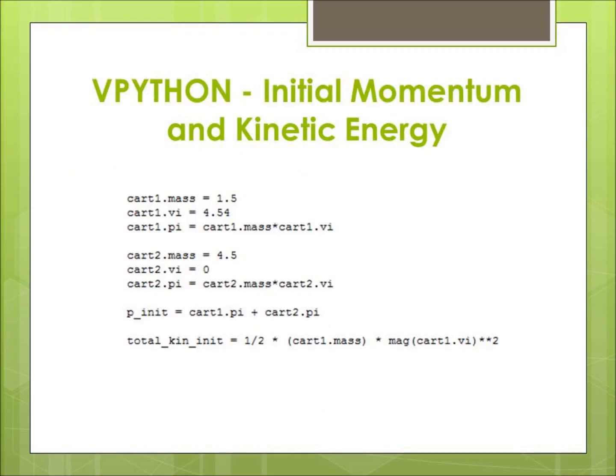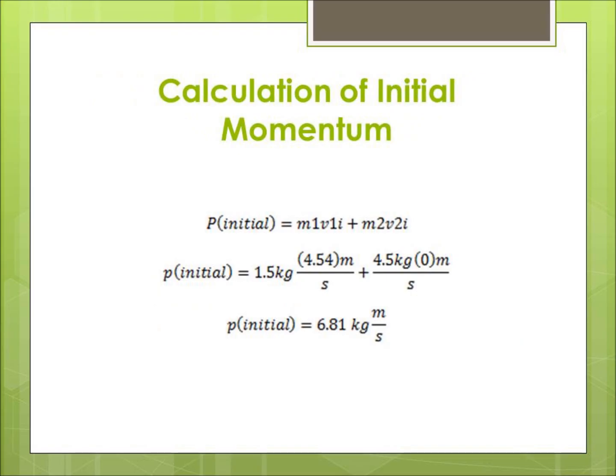The VPython code shows how I have calculated momentum and initial kinetic energy through using the mass given and the velocities found. To calculate the initial momentum, I did the first mass times the initial velocity of the first block, plus the second mass times the initial velocity of the second block. From here, I got the initial momentum to equal 6.81 kilogram meters per second.